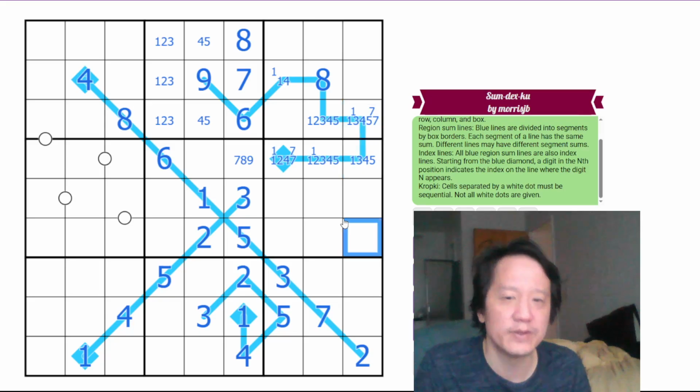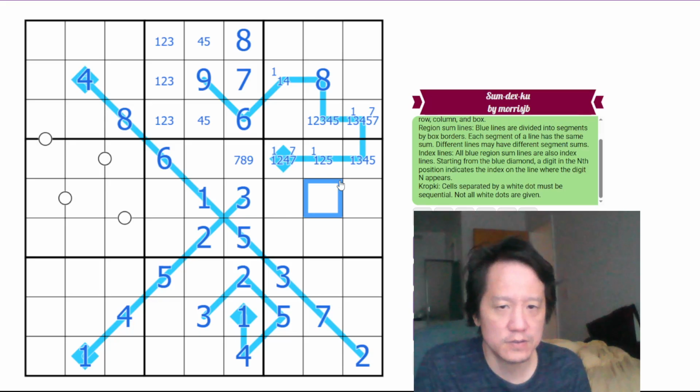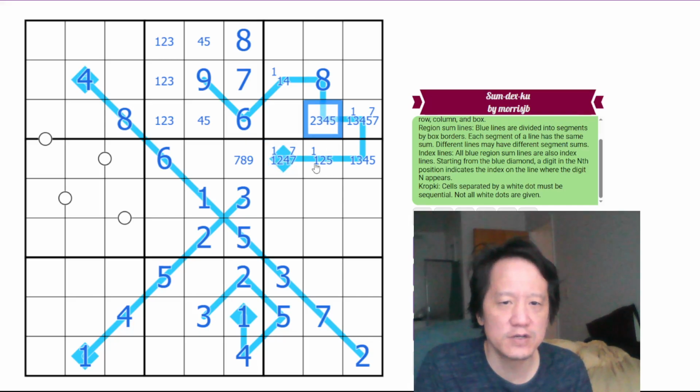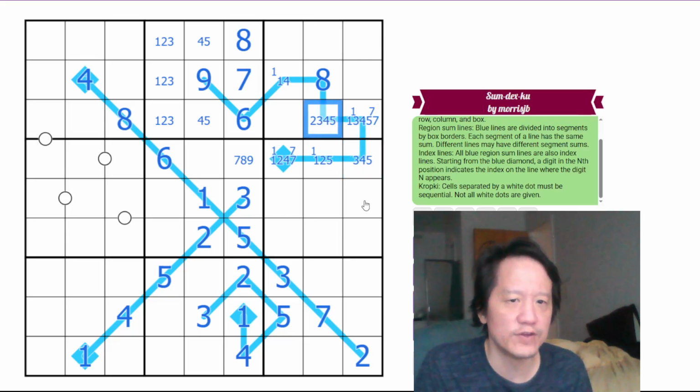2 cannot be here. That means 2 can only be in the 1st, the 2nd, and the 5th spot. 4 could be in 1st, 3rd, 4th, 5th, and 7th. That works. 5 cannot be in the 1st spot. Could be in 2nd, 3rd, 4th, or 5th. 3 cannot be in the 1st spot. It can only be in 3rd, 4th, or 5th here.